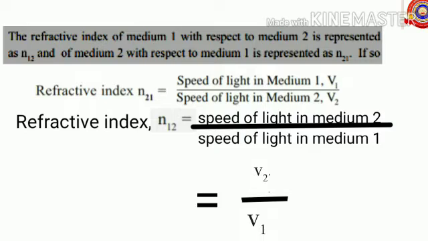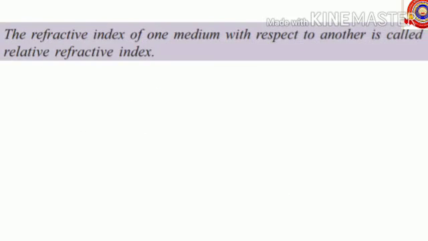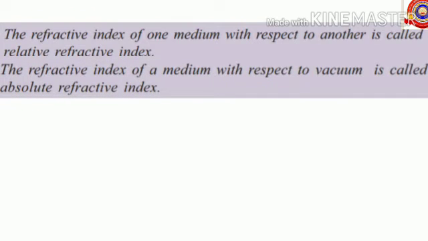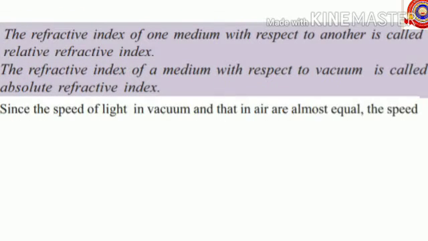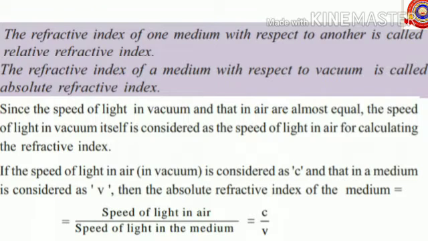So how can we find out the refractive index n12? That means the refractive index of medium 1 with respect to medium 2, that is n12. Speed of light in medium 2 divided by speed of light in medium 1. That means v2 by v1. So for finding refractive index, here we have two mediums, medium 1 and medium 2. The refractive index of one medium with respect to another is called relative refractive index, and the refractive index of a medium with respect to vacuum is called absolute refractive index. So in absolute refractive index, one medium is vacuum.